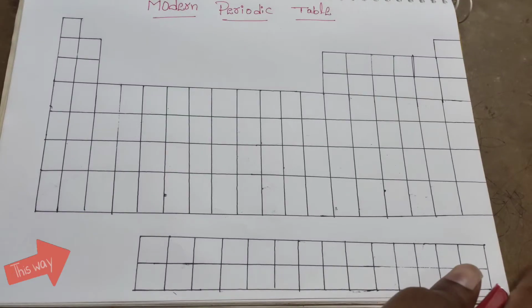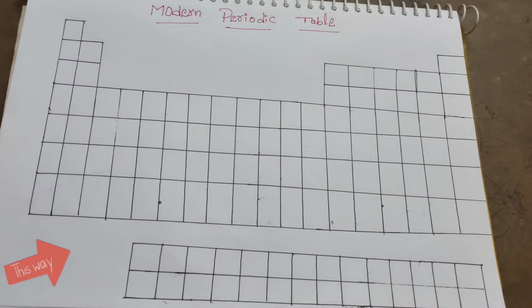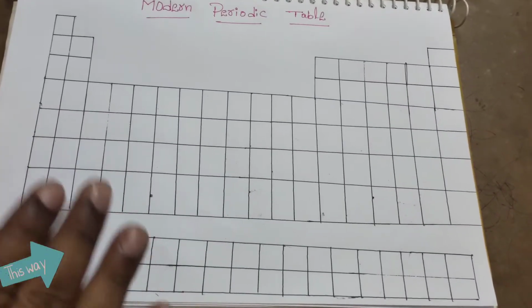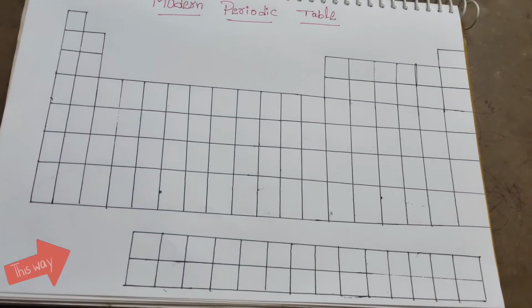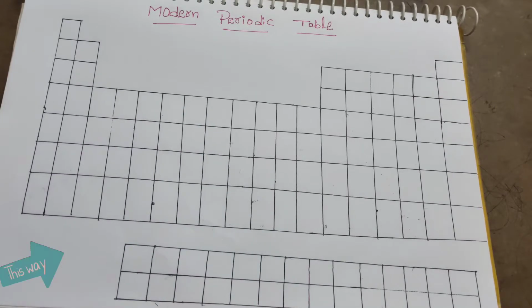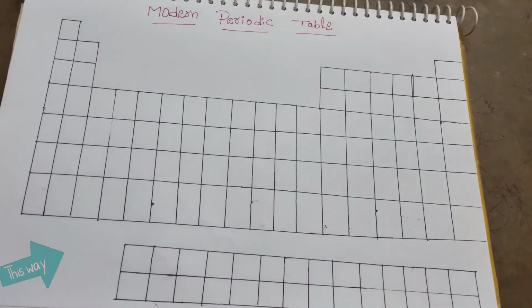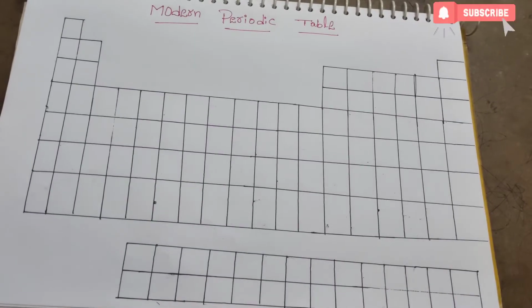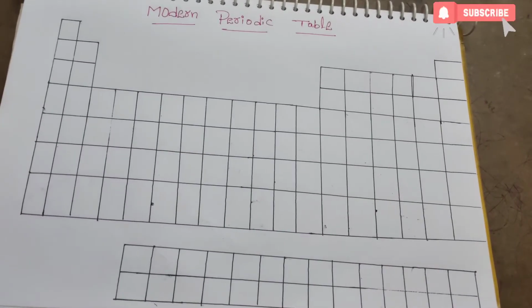Hi students, today I will explain the modern periodic table, or the arrangement of elements in the modern periodic table. Here you can look at the basic skeleton structure of a periodic table. The scientists divided the entire periodic table into groups and periods.